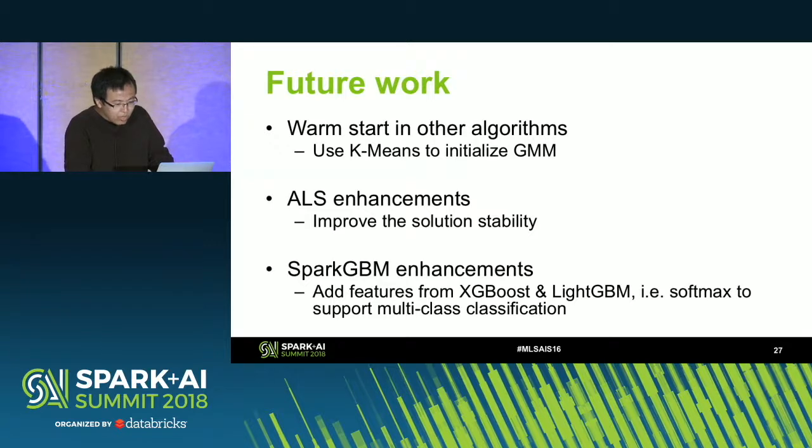In the future, we will go on with some enhancements of MLlib. We will try to apply warm start in other algorithms. For example, we found that GMM cannot converge well in some cases, and sklearn uses k-means for initialization to overcome this. We will try to study this case on Spark.